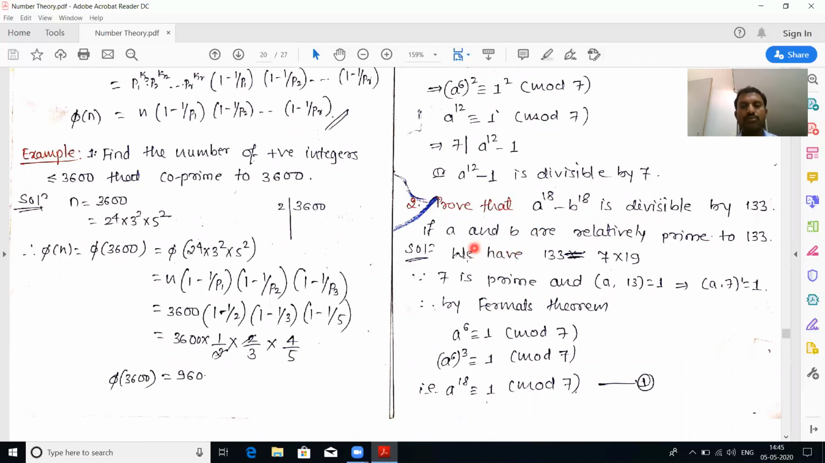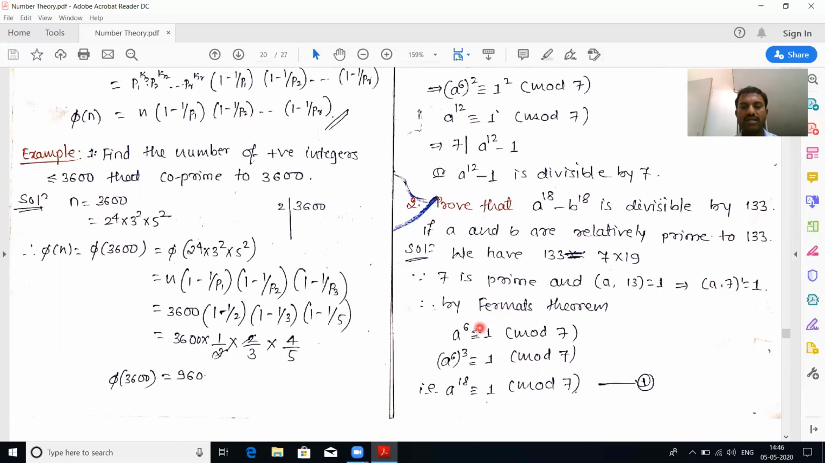But see, first of all, what we have: 133 is equal to 7 into 19. 7 is a prime number, 19 is a prime number. So we can apply Fermat's theorem here. As a is relatively prime to 133, it should be relatively prime to 7 also. Sorry, here it is 7, not 13. Therefore, a should be relatively prime to 7 also.